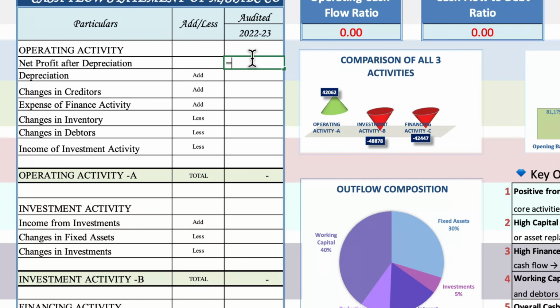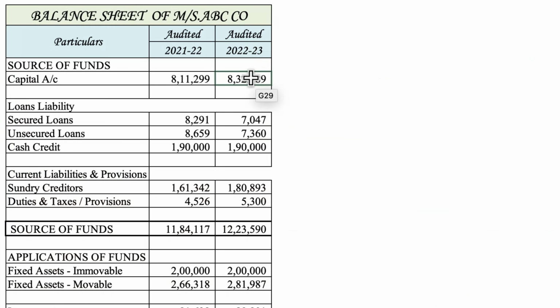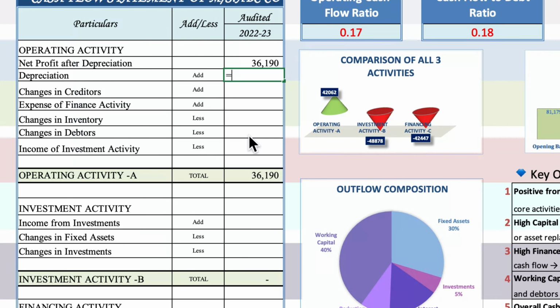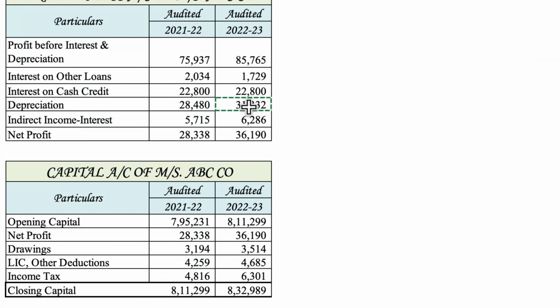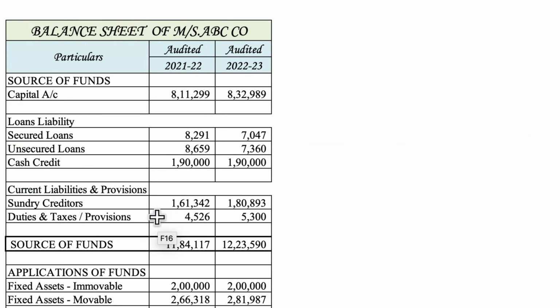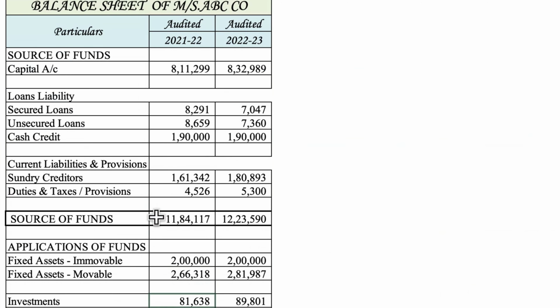First, in operating activity, net profit after depreciation is equal to net profit 36190. Next, depreciation 31332. Next, changes in creditors. So go to balance sheet. So changes in creditors, you can see here creditors increased compared to previous year, means we have paid less to vendors compared to previous year, so less cash outflow happened, cash outflow decreased, it is positive for us, we will show it as a positive number.